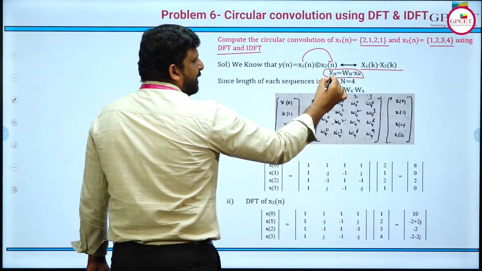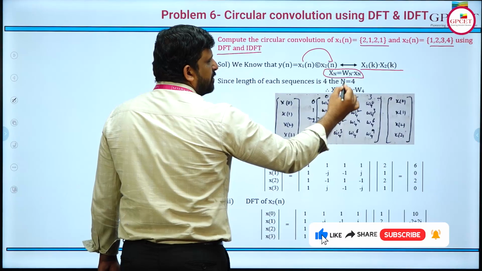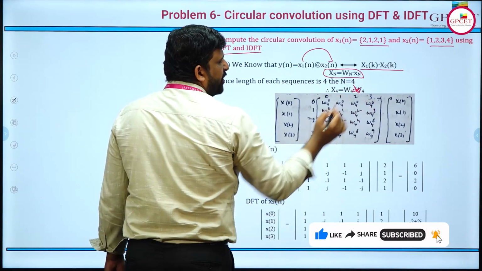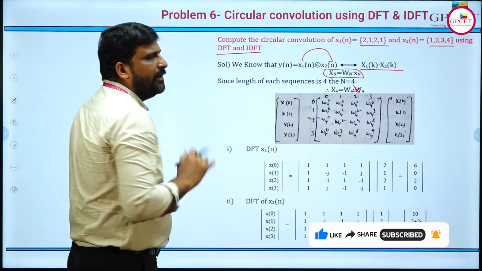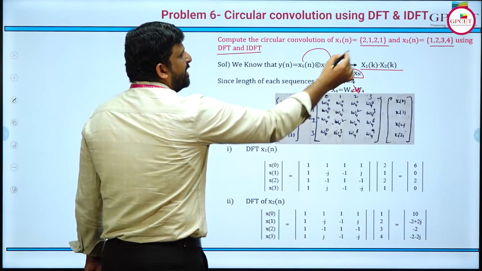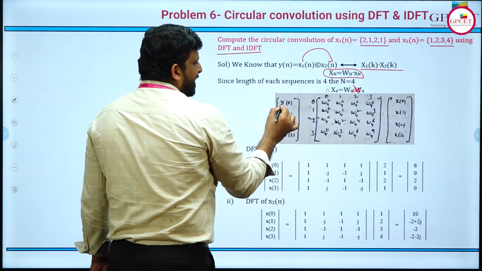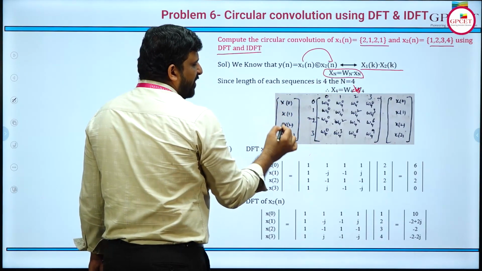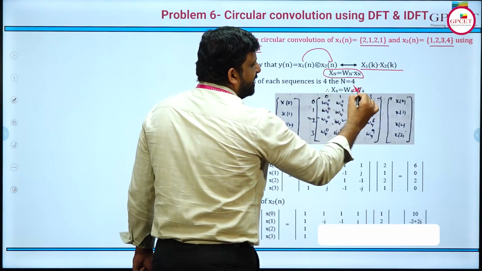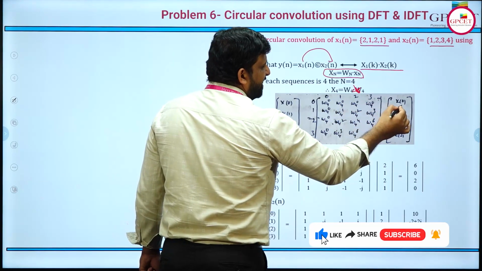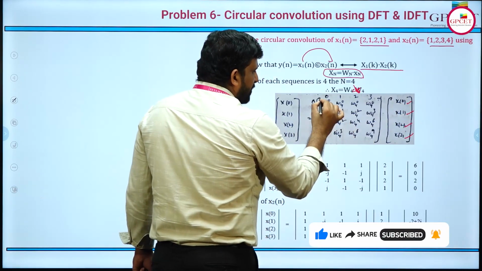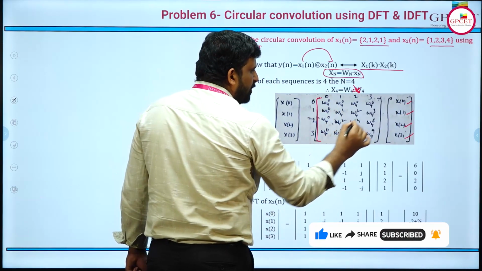So that's why I am writing this equation as X4 is equal to W4 into x4. So this is the matrix representation. First I am going to write all the X terms. How many terms I need to write? 4. That is capital X of 0, capital X of 1, capital X of 2 and capital X of 3. And I need to write small x, that is x of 0, x of 1, x of 2, x of 3. So this is the main matrix we need to keep in mind.